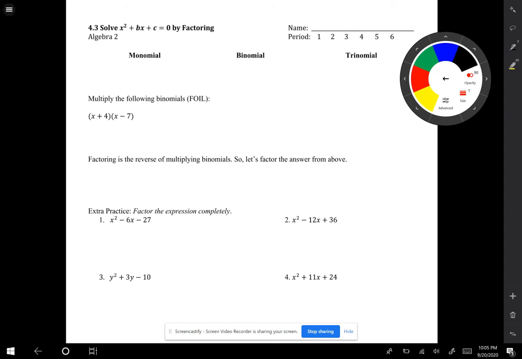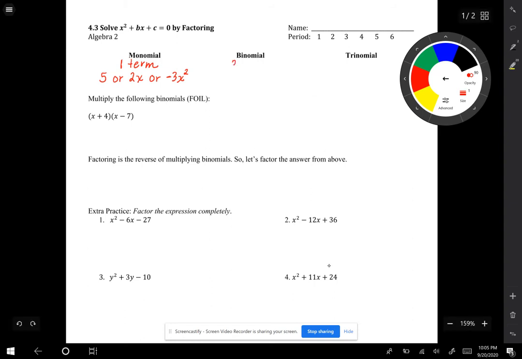The first thing I want to do is talk about some definitions. The first word is monomial, and monomial means one term. An example would be just a single number, like a constant, or a number with a variable, or a number with a variable raised to a power. It's all one term.